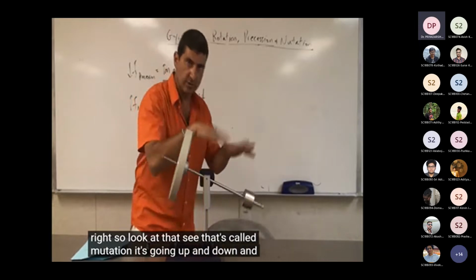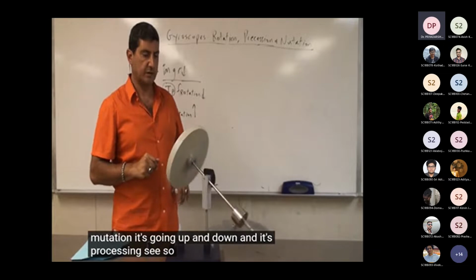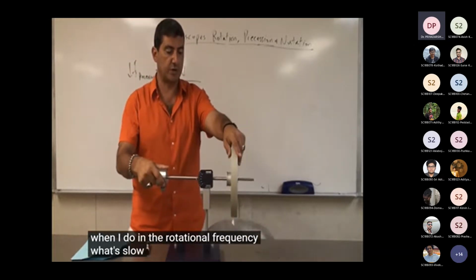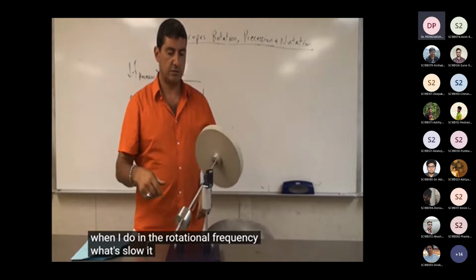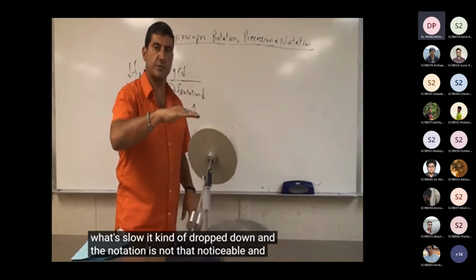It's going up and down, and it's precessing. You see? So when I did it slowly, when the rotational frequency was slow, it kind of dropped down, and the nutation is not that noticeable.